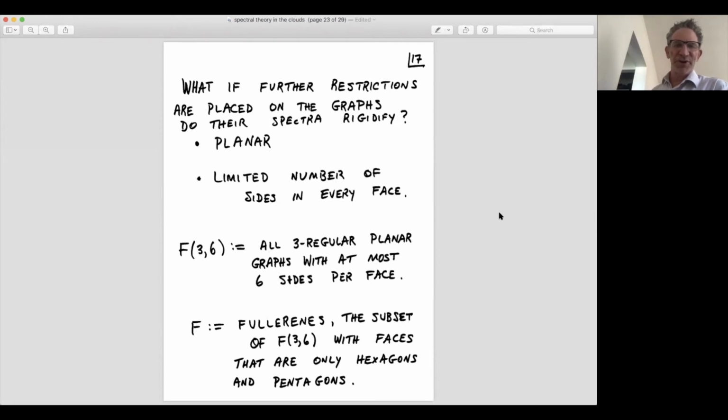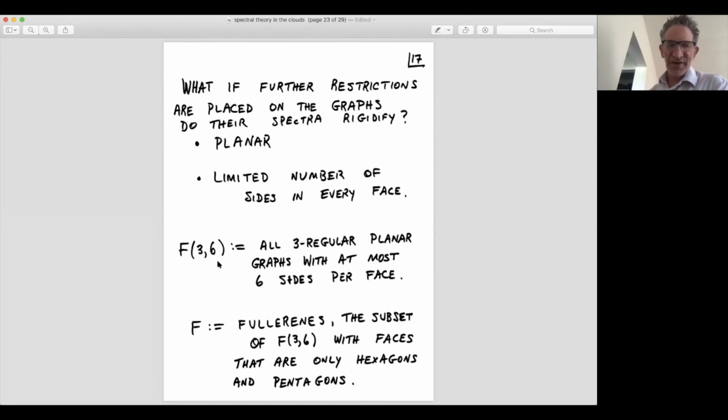So firstly, if you just put the planar condition, they don't rigidify. The main theorem was you can create gaps anyway. But suppose you're planar, and in your planar realization, and there's only one planar topological realization for these things, once we're planar, we can talk about the sides of the faces. So now the graph has got these vertices, edges, and faces because we have a planar graph. And suppose I limit the number of sides to a face. So I'll define F3M to be the planar graphs, which are 3-regular, which have at most M sides per face.